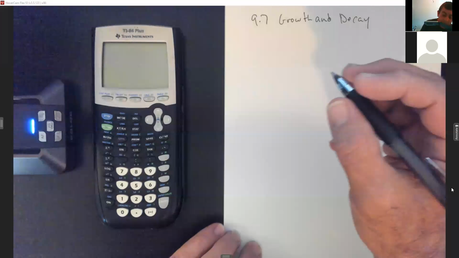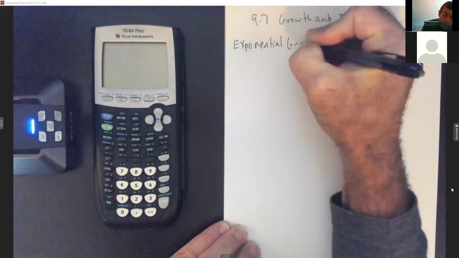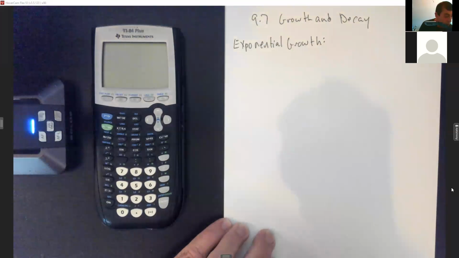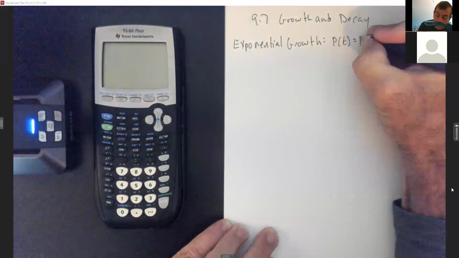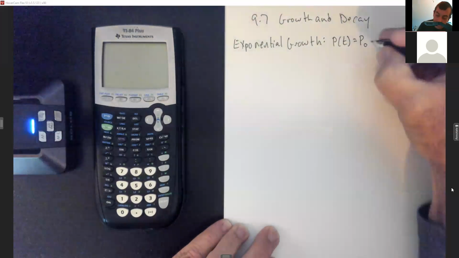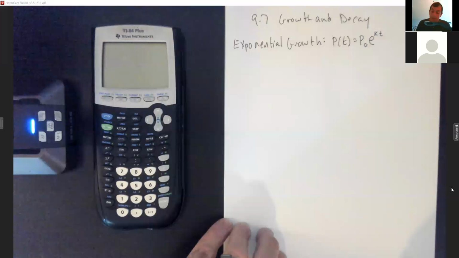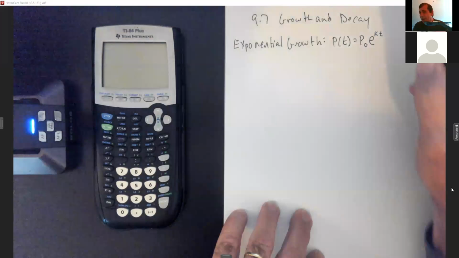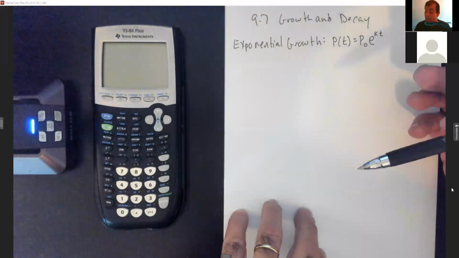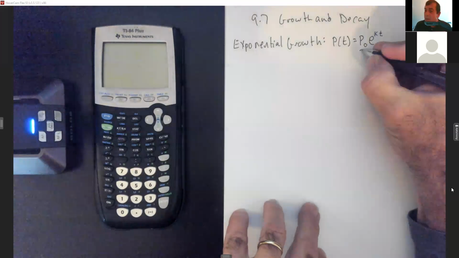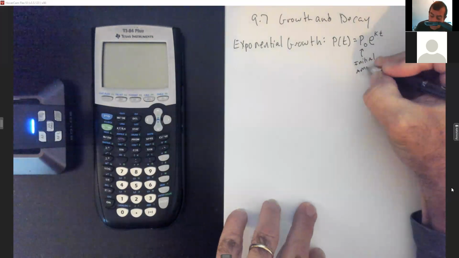So the first formula is for exponential growth. The formula for exponential growth is P of t equals P subscript 0 times e to the exponent kt. So let me explain what everything is. They're using P's because a lot of times when you deal with exponential growth, you're dealing with populations. So P subscript 0 is the initial amount or population.